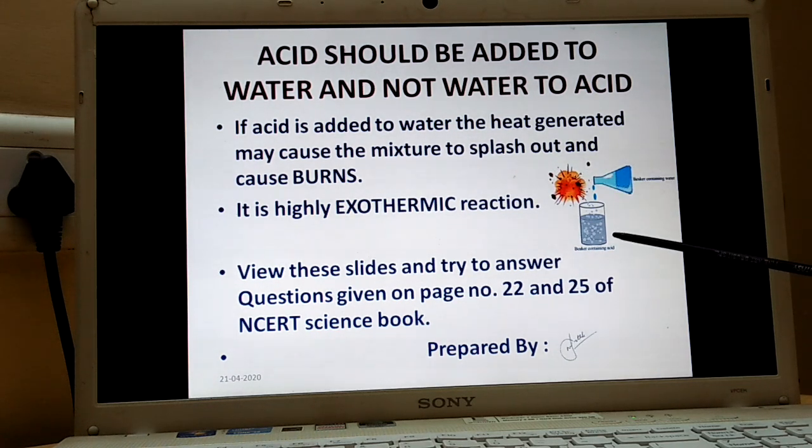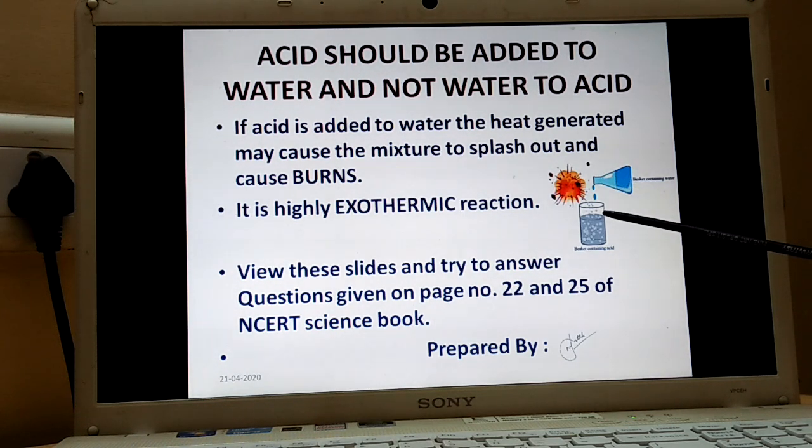Now this is the beaker containing acid. We should never add water to acid, otherwise the acid will splash out of the beaker and it can fall on your hands, because a highly exothermic reaction means a lot of heat energy is evolved and it can burn your clothes as well as skin. So we should take extraordinary precaution: never add water to acid, but acid should be added to water.